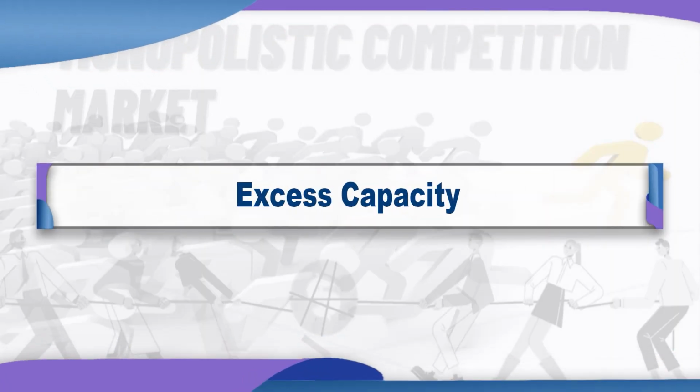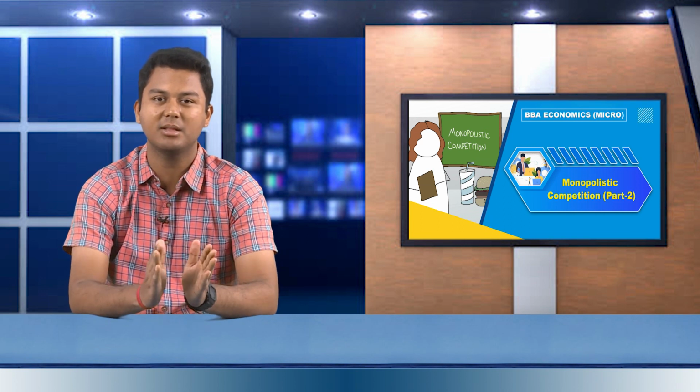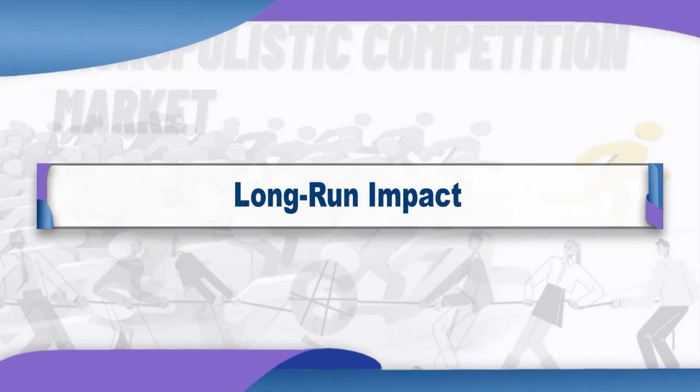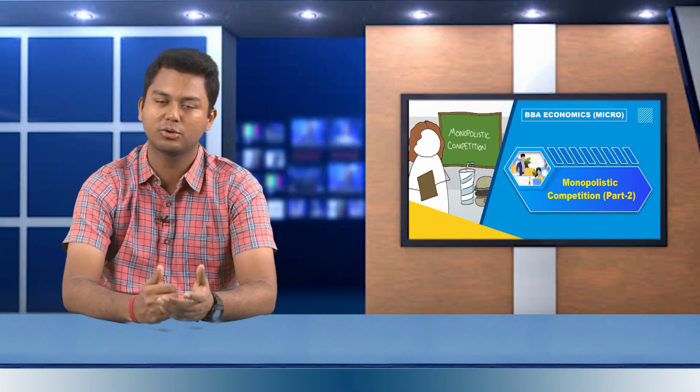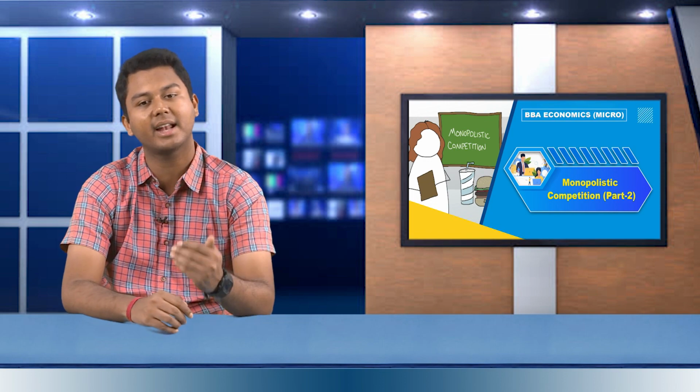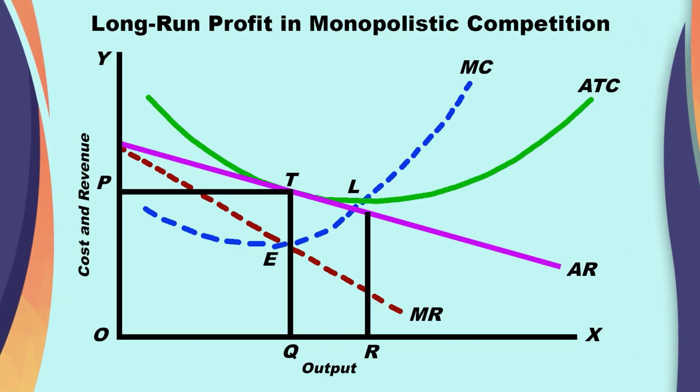Now if we define excess capacity, then it refers to the gap between the quantity a firm produces in monopolistic competition and the quantity it could produce if it were fully utilizing its productive capacity, the point at which ATC is minimized. Now what is the long run impact of this? In the long run, firms adjust to normal profit, but they still have excess capacity due to the nature of product differentiation and their inability to perfectly adjust output to match the lowest point of ATC.